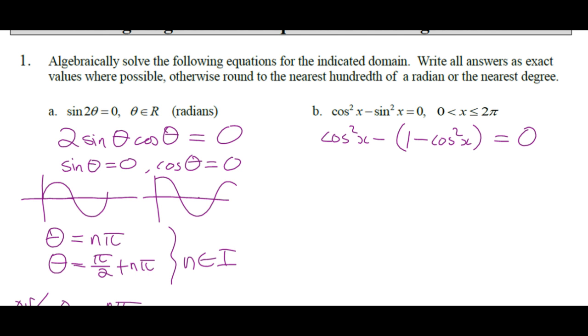Okay, we're looking from 0 to 2 pi, so in radians, probably be exact maybe. So what do we get? Cos squared x minus 1 plus cos squared x, so we're going to get 2 cos squared x minus 1 is equal to 0. Okay, so now we only have to worry about cosine. We're not worried about sine and cos. So 2 cos squared x is equal to 1. So cos squared x is equal to 1/2.